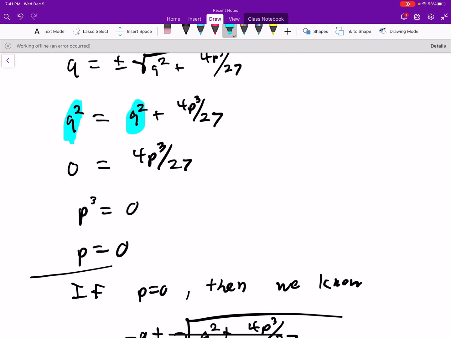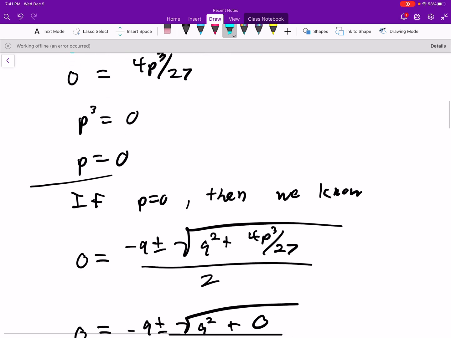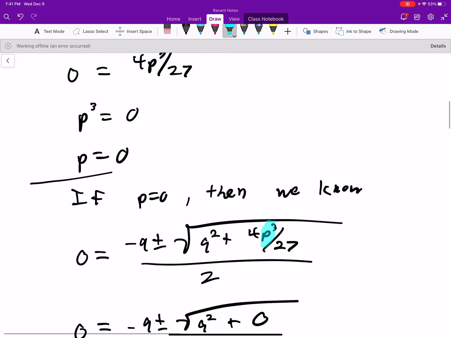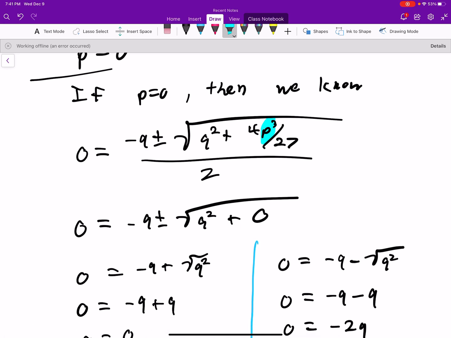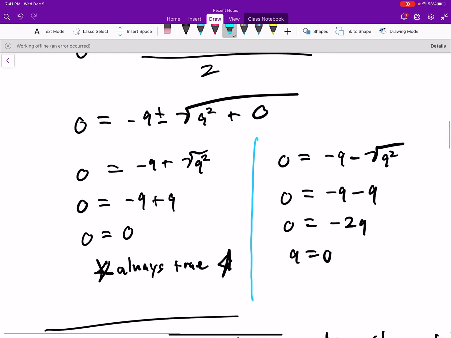So I went ahead and plugged this 0 back into the equation, and I got this. And then conveniently it split into two equations. This one's always true, 0 is always 0, but this one is sort of useful. So well, it was useful. So we ended up with negative 2q, which means q is 0. So we showed that p and q are 0 when z1, z2, and z3 are all 0.